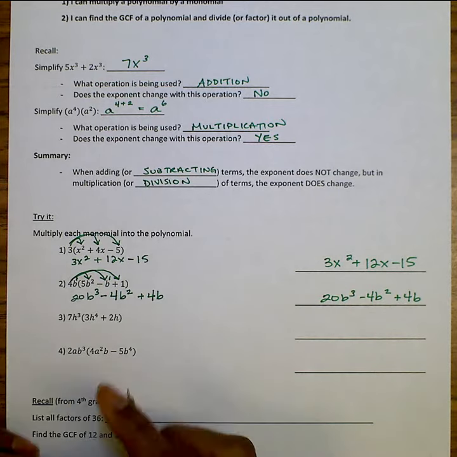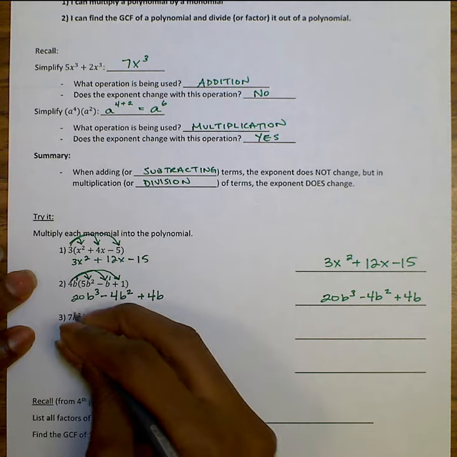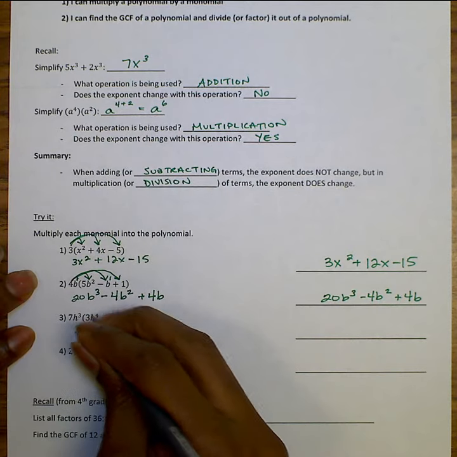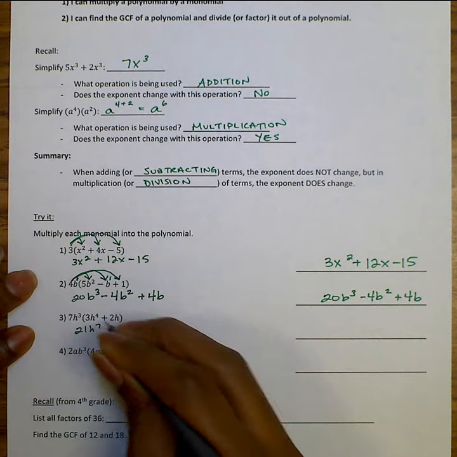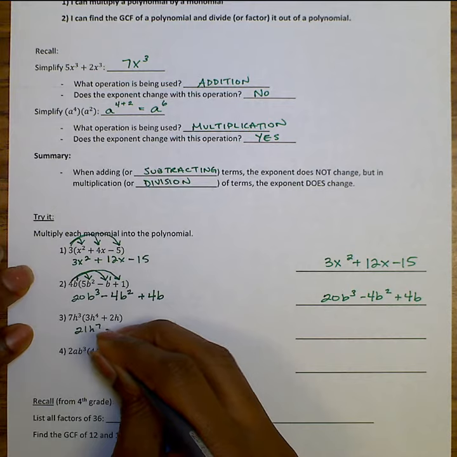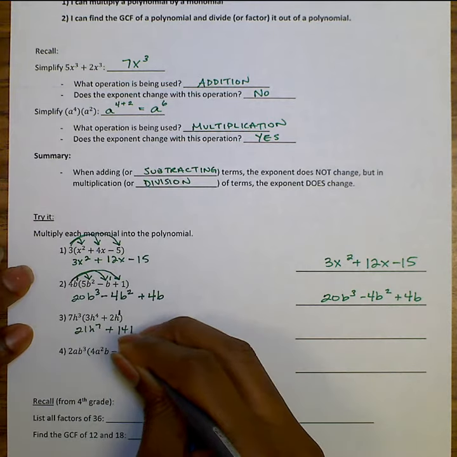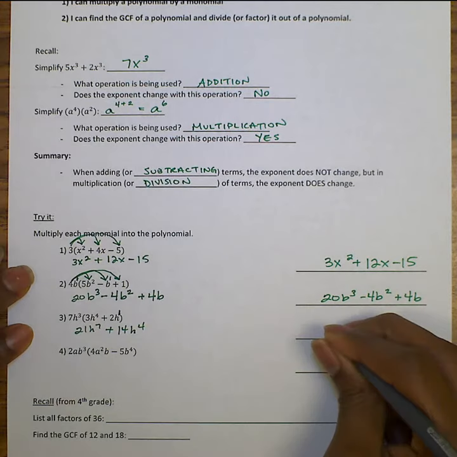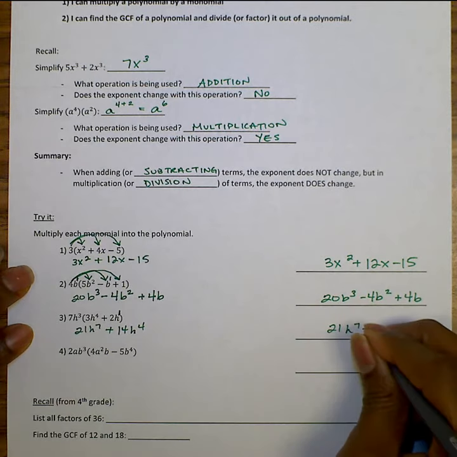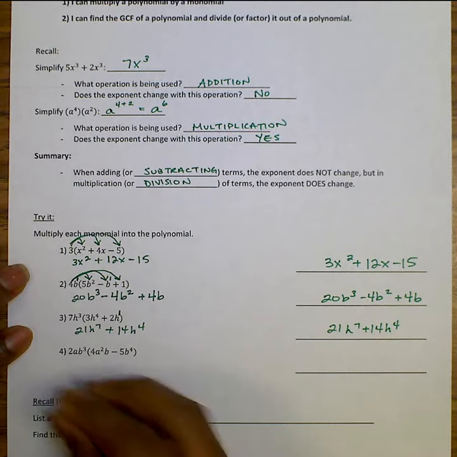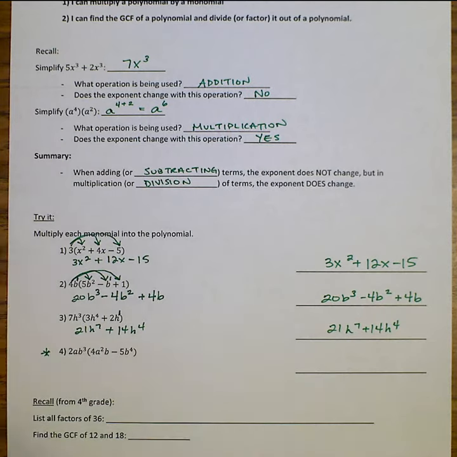Alright, doing one more with you. So 7 times 3 is 21. h to the third times h to the fourth is h to the seventh. 7 times 2 is 14. h to the fourth. 21h to the seventh plus 14h to the fourth. Alright, try number 4 out and bring that to class complete.